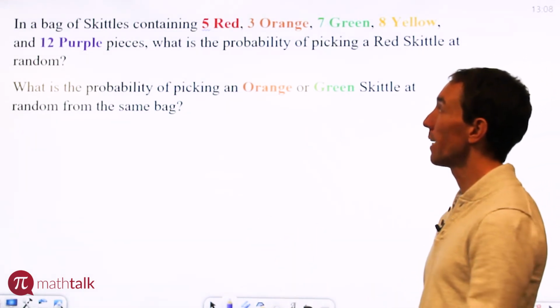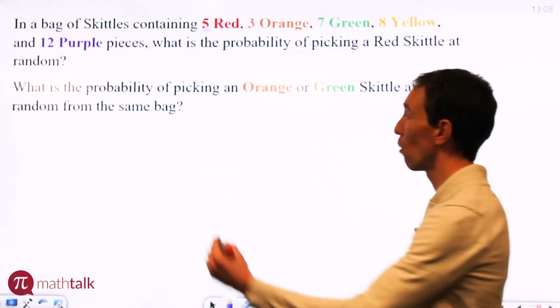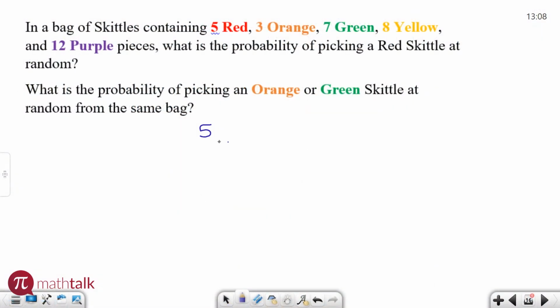So in this one, I need a red Skittle. I was told there are 5 red Skittles. And on the bottom, I need to find how many total Skittles there are by adding the different colors together. So if I'm going to add, let's see, 5 red, 3 orange, that's 8, plus another 7 is 15, plus another 8 is 23, and then an additional 12 is 35 total Skittles. So the probability is 5 out of 35.